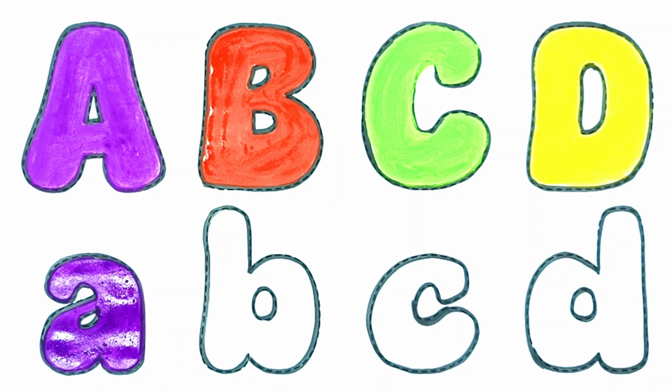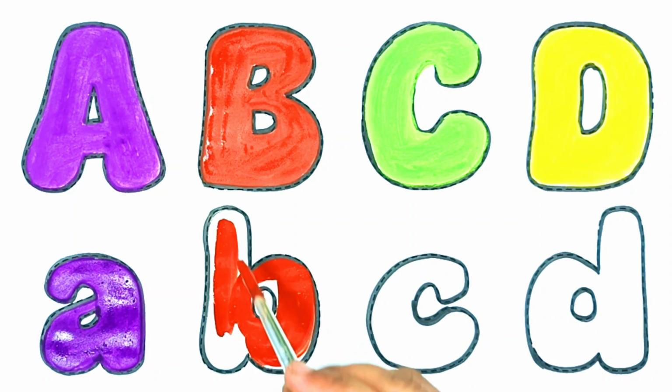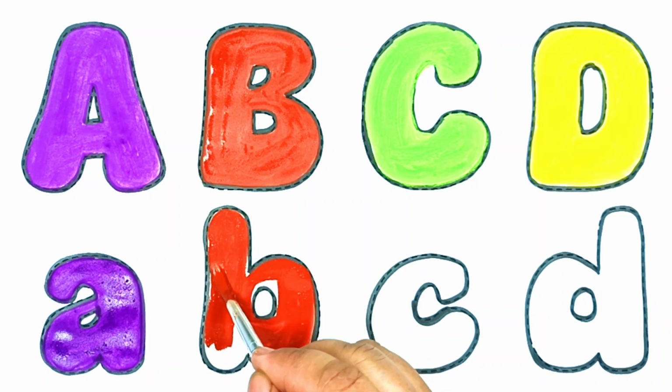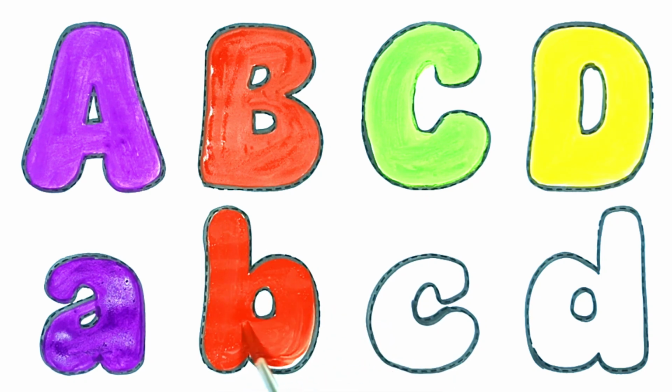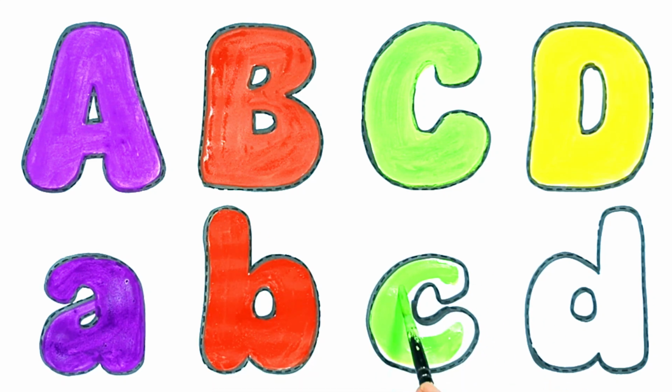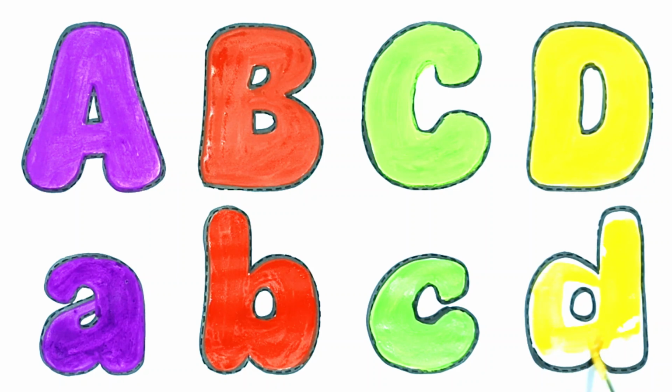A is for ant. B is for ball. C is for carrot. D is for door.